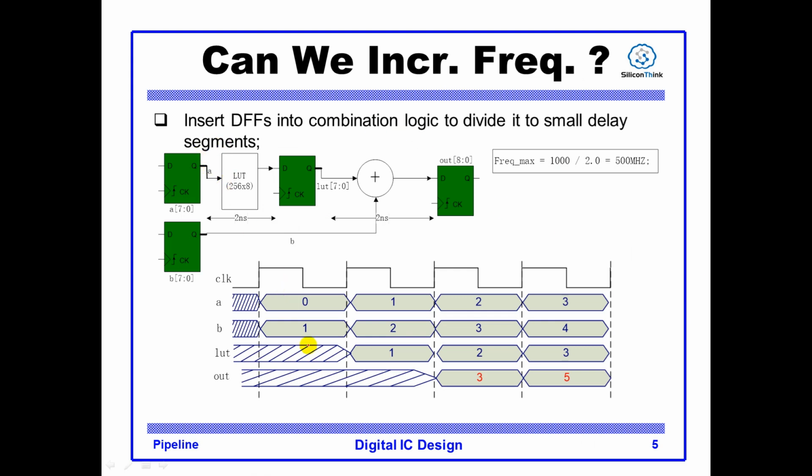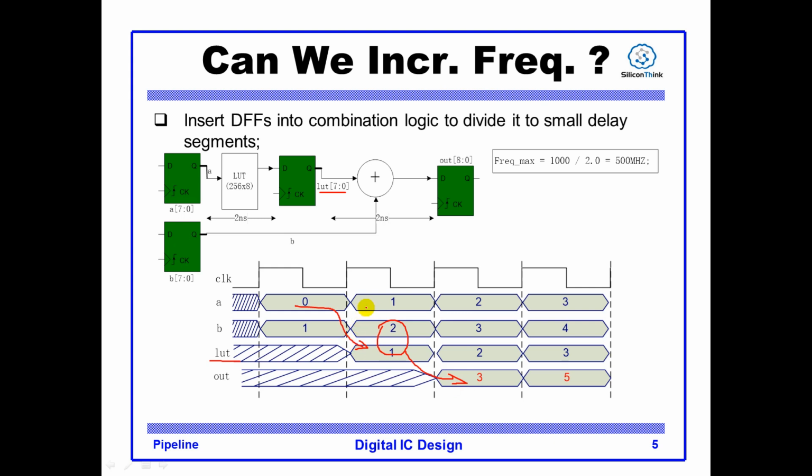This is A. Then this signal: you will get the result of the LUT one cycle later. So when A is 0, you will get the LUT result of 1 cycle later. Then you add the two together, which yields 3.